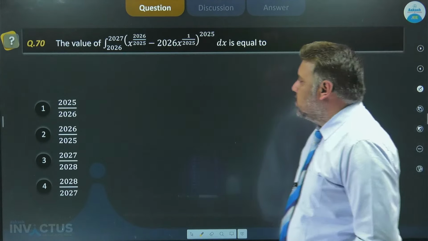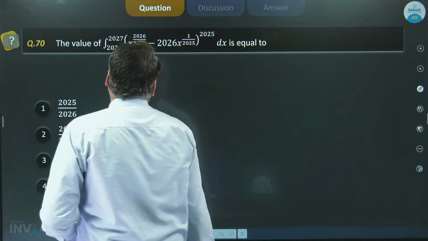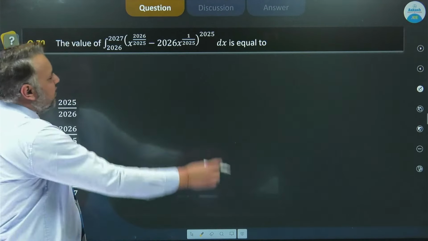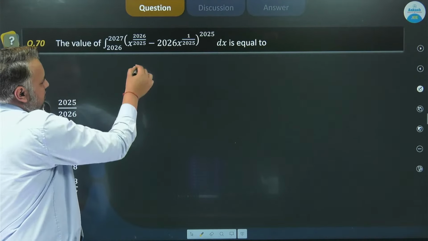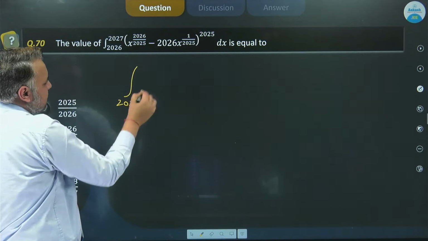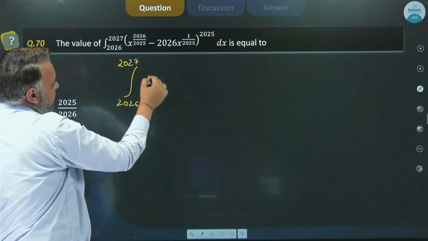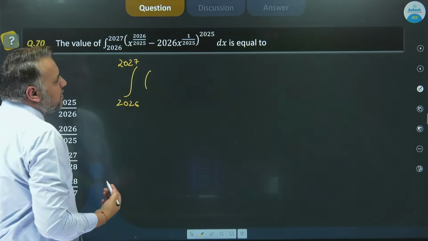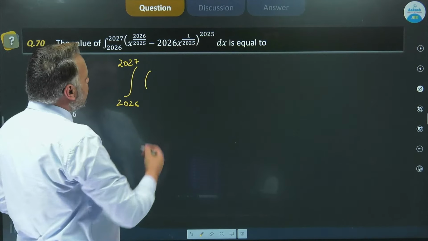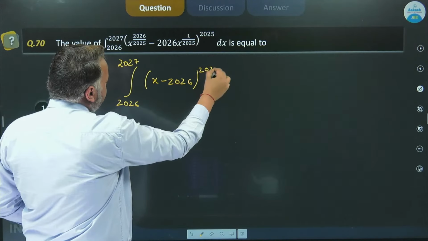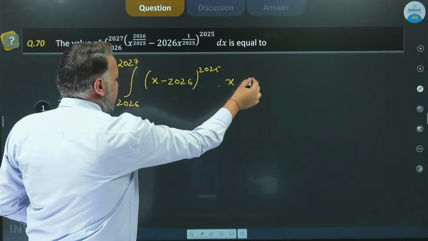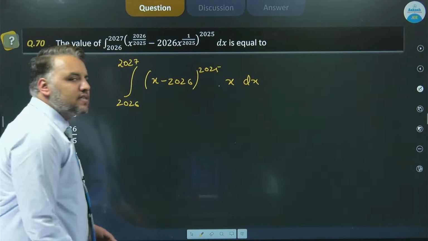Okay, next question. This is an easy question. Just take x power 1 by 2025 common out of this bracket. So this is the integration from 2026 to 2027, and when you take x power 1 by 2025 common, this will be x minus 2026 power 2025, and outside you will get x only. So this is the integration.